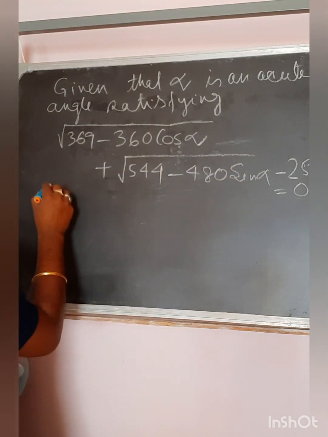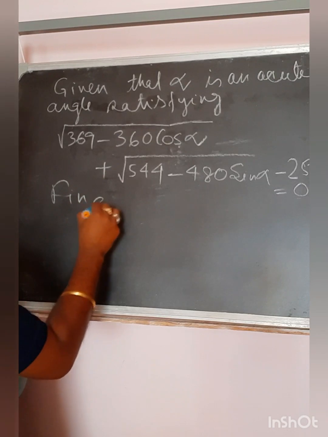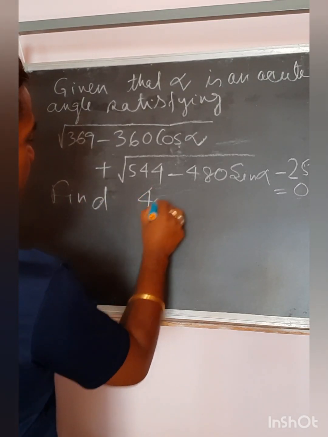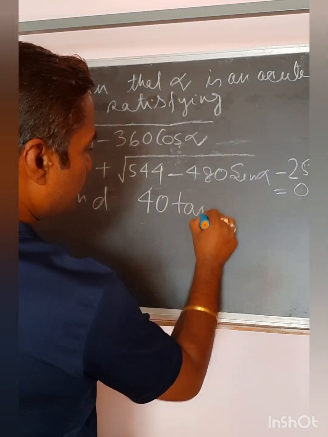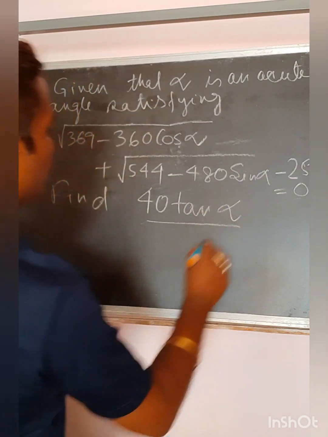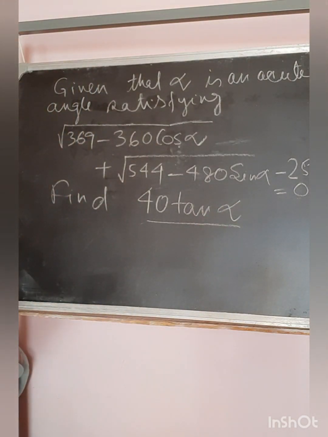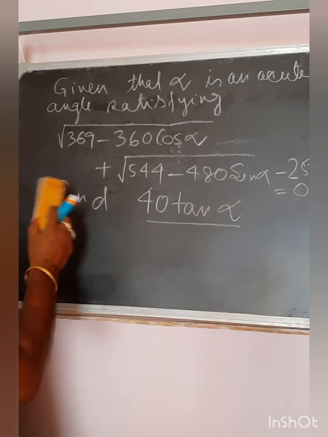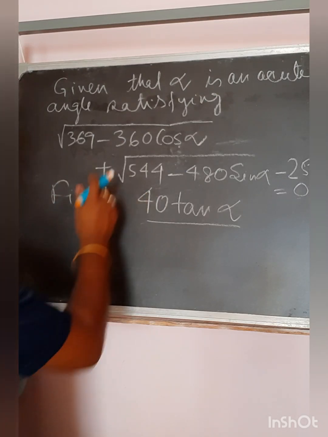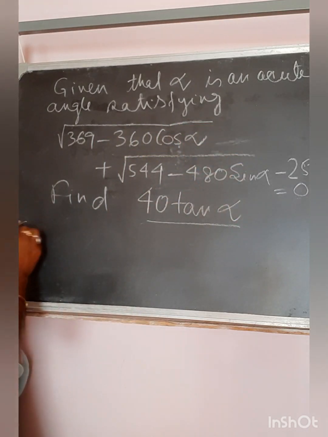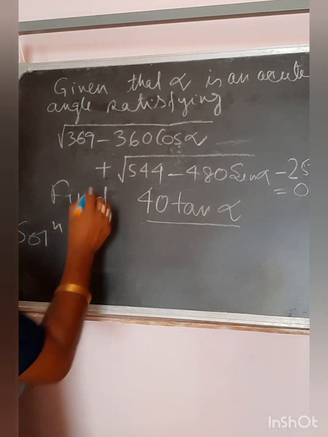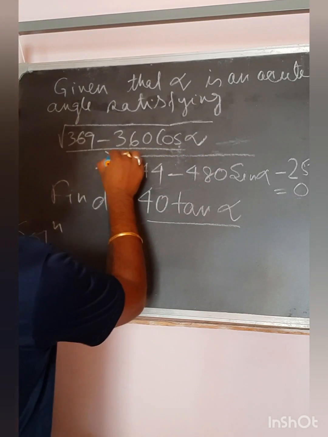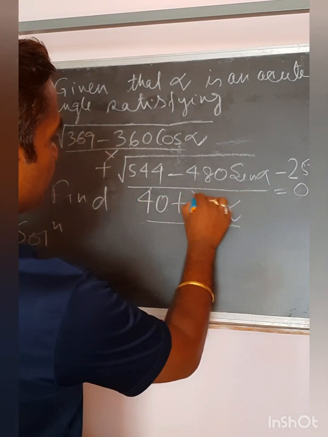Our task is to find 40 tan of alpha. What is the value of 40 tan alpha? This is your sum. So let me start the solution. Just for the starting of the solution, let me assume this as x and this as y.